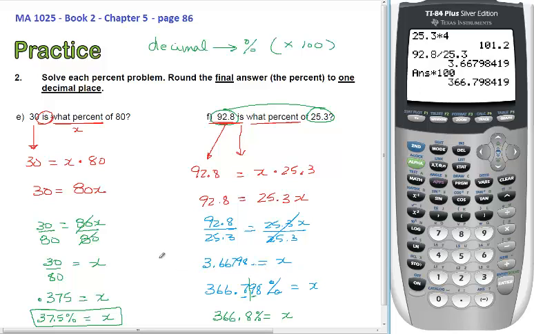Because when you multiply this by 100, you're changing it to percent, same as I did over here. I multiplied this one by 100 to change it to percent. So at the very end, if you're asked for percent, don't forget to multiply your decimal by 100 to get a percent. So your final answer for the next one is 366.8%. Okay, so there's a couple of examples of solving percent equations. That's it for now.